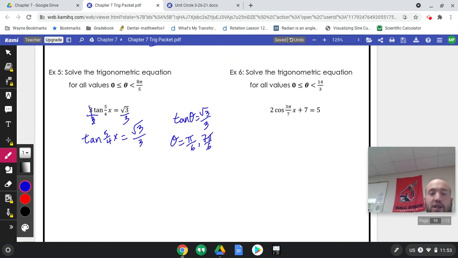If you're not sure how we're getting these, go back, watch the lesson for 7.1. So that'd be last Monday, 4-5. If you go into that folder, you can find that lesson. Okay, so theta equals pi over 6 and 7 pi over 6. So we want to set 5 over 4x equal to each of those.